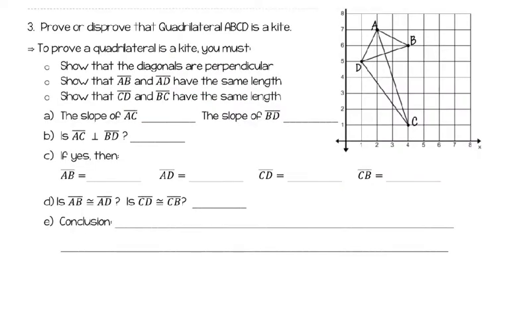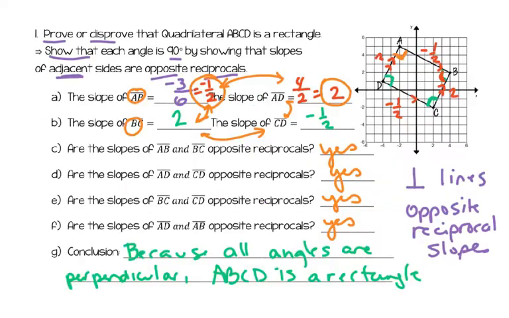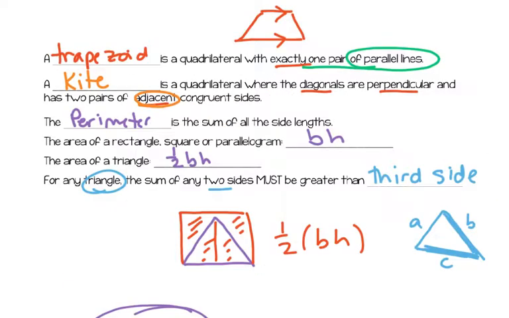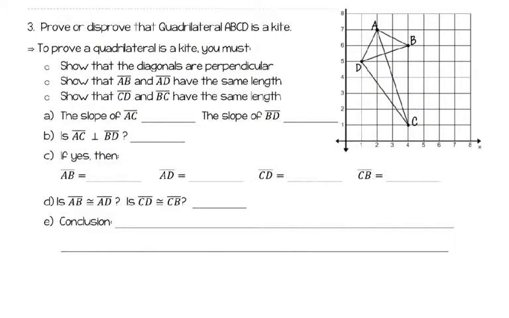Okay, going to number 3, prove or disprove that this is a kite. If you go back and look at your definition of kite, it's a quadrilateral where the diagonals are perpendicular. So you'd have to look at your diagonals and show that they're perpendicular. What do you know about perpendicular lines? And that we've got two pairs of adjacent congruent sides. So we've got a little bit more to do here. To prove a quadrilateral is a kite, you have to show the diagonals are perpendicular.